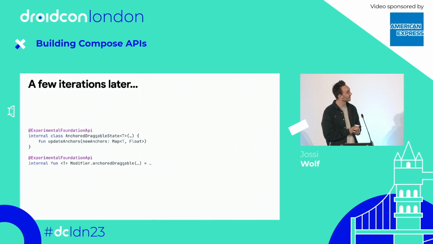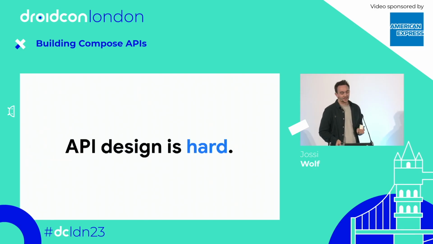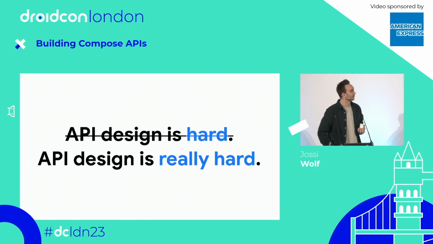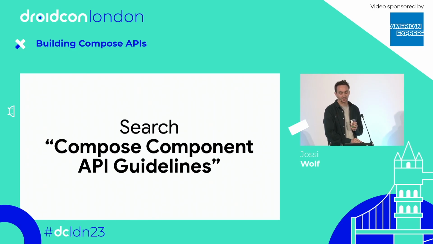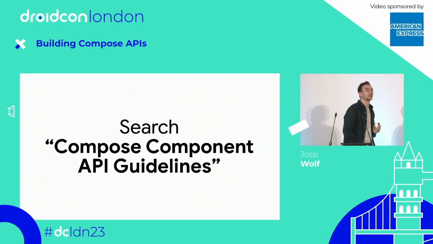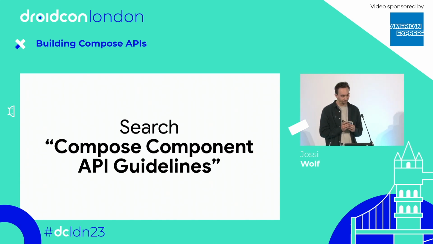There are some learnings. Just finishing with API design is actually really, really hard. I learned a lot, and there are so many things to learn. If you do want to learn more and read a very comprehensive document on all of this, search Compose Component API Guidelines, which is written by the team. This is an entire document on making decisions for designing APIs in Compose, building components.